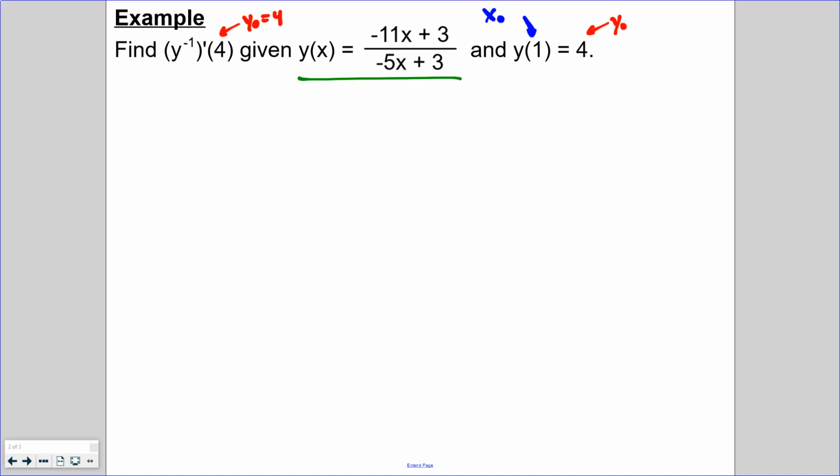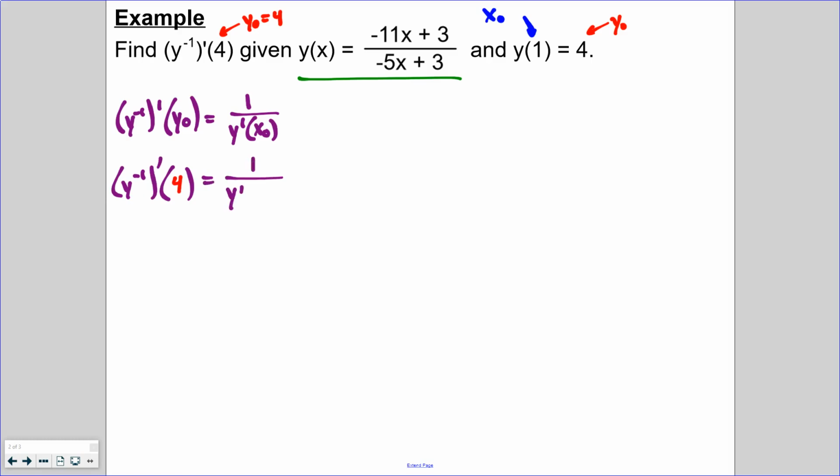And then we know that our formula for the derivative of inverses is going to be y inverse prime of y sub 0 is equal to 1 over y prime of x sub 0. And based on what we just figured out, we know that y sub 0 is 4. And let's not forget the derivative mark. There we go. And that's going to equal 1 over y prime of our x sub 0 value, which is 1. So according to this formula, the only thing we need to find now is the derivative of our y function at x equals 1. So we're going to do that over here on the side.